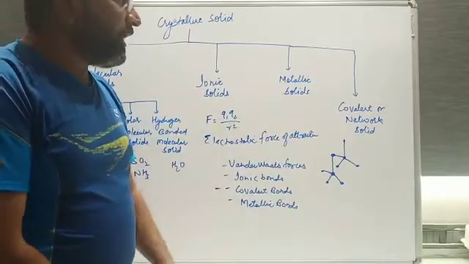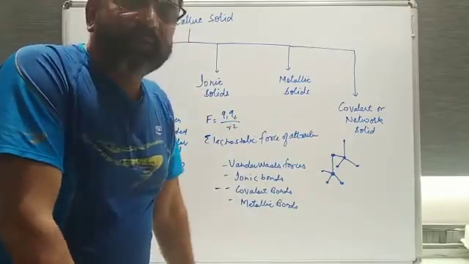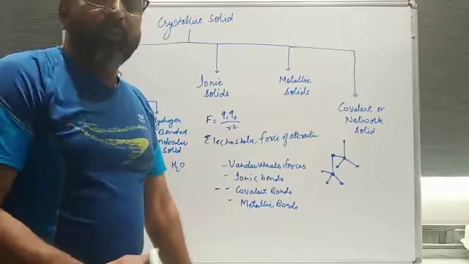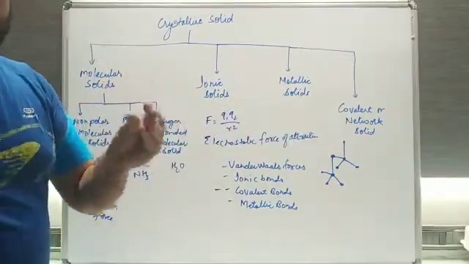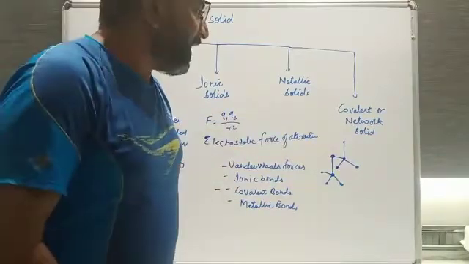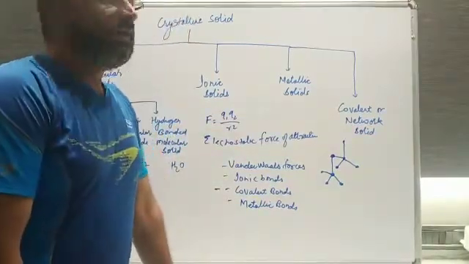Now, coming to the last one, that is called a covalent or network crystalline solid. Actually, here it is covalent. This is also a covalent bond, and that is a covalent bond. But that one is for small molecules, very small molecules. But this is for giant molecules and it is also known as a network solid.